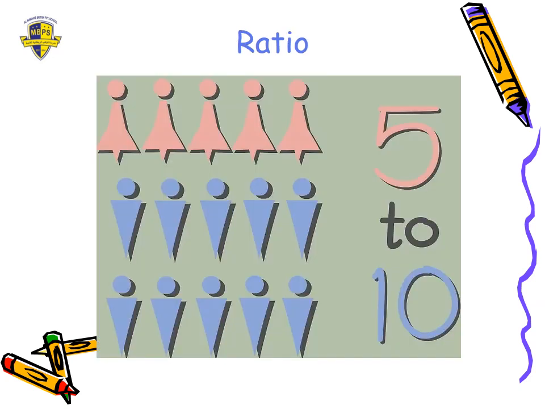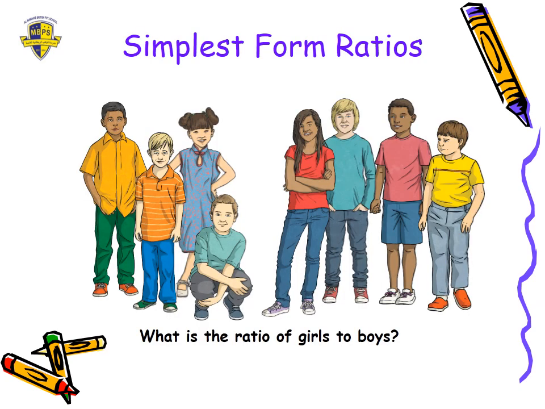Here the ratio is 5 to 10. So we have 5 girls to 10 boys. So this is the ratio. Here, who can tell me what is the ratio of girls to boys? Good. There are 2 girls to 6 boys. So the ratio here is 2 to 6.